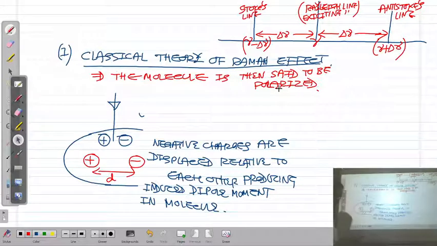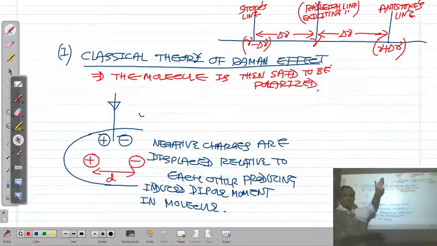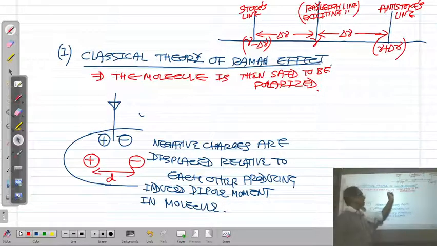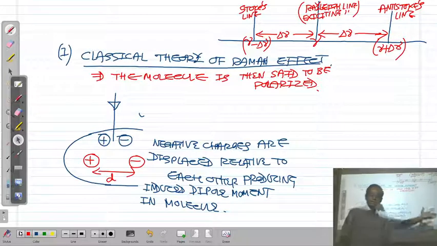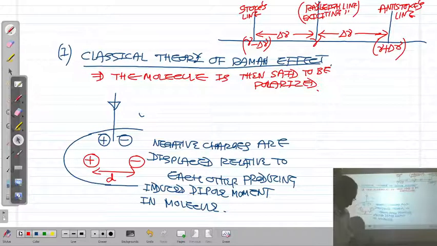The molecule is said to be polarized because the center of... okay, so what happened in this phenomenon? When the beam of visible or ultraviolet light falls upon the molecule, the center of positive charge and negative charge of the molecule are displaced relative to each other. As a result, dipole moment is induced in the molecule. The induction of dipole moment in the molecule when incident light wave falls on it is called polarization. Therefore, we can say that the molecule is now polarized.